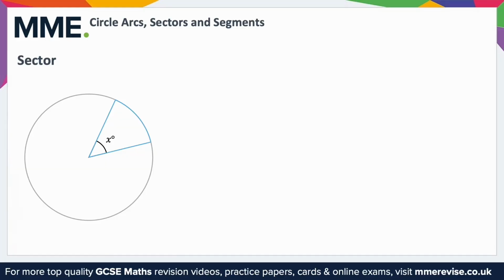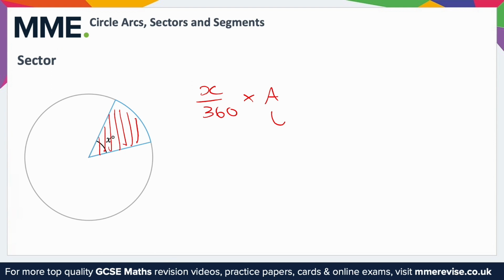We can also calculate the area of a sector. So the area of this sector here, we need to know what fraction of the whole circle we have. So in this case, x over 360. 360 is the whole circle, x is the angle within our sector. Then we'll just times that by the area of the full circle.